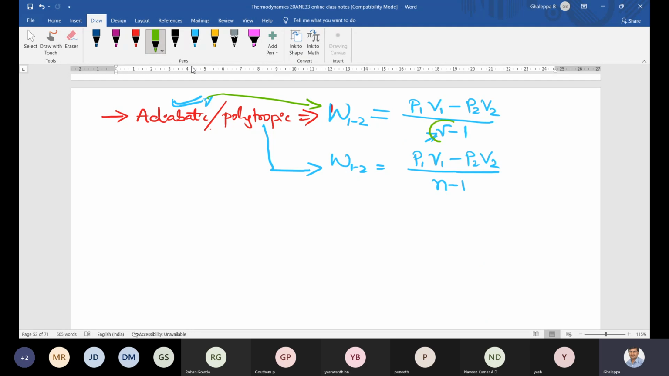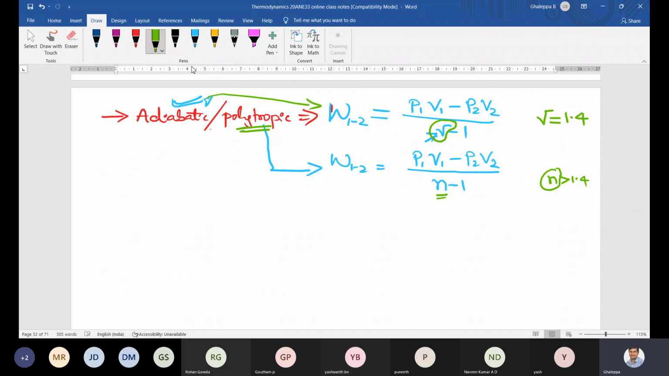The gamma value may be given, may not be given. So always remember the gamma value is 1.4. The n value is more than 1.4, and this n value will be given in the numerical. It may be 2, it may be 3, it may be 4. And dear students, sometimes the n value will not be given. He will clearly use the word polytropic, but the n value will not be given.